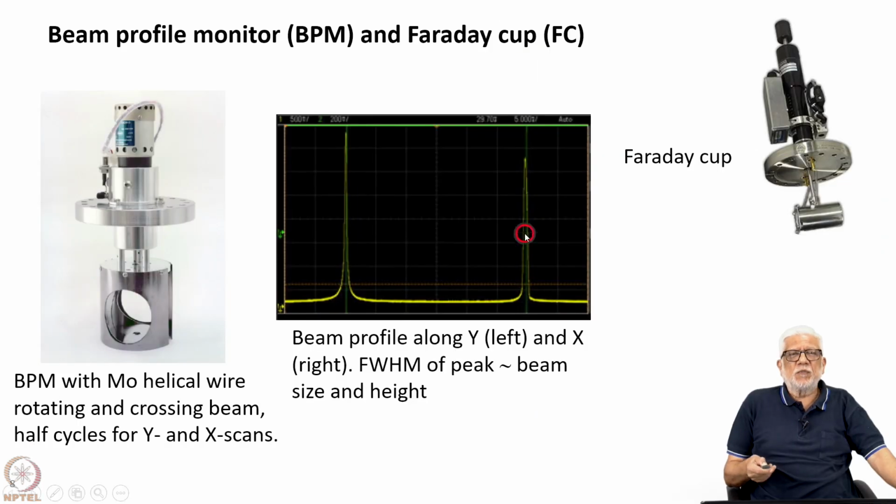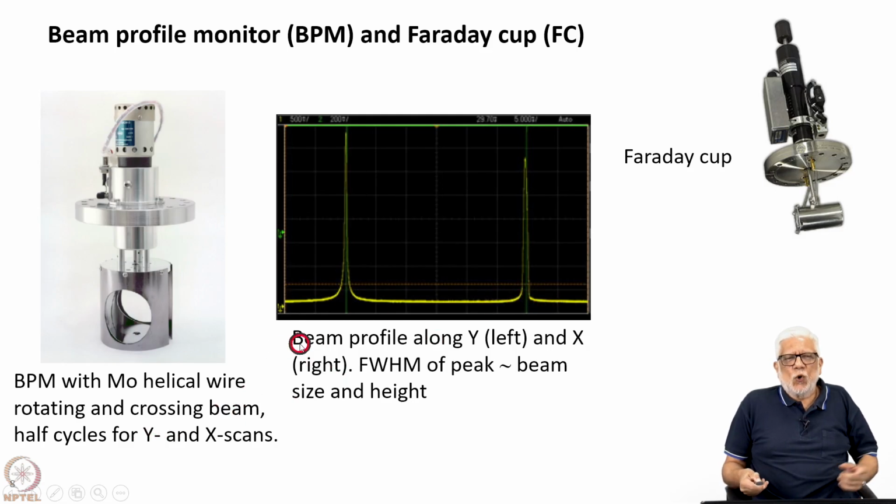These are pictures of a beam profile monitor. The beam profile monitor is a semi-helical wire which is rotated by a motor in vacuum. There is a coupling of the rotary motion to this helical wire, and by careful design, with the wire at roughly 45 degrees to the beam, in half a cycle you scan the Y intensity profile of the beam, and in the other half of the scan you scan the X profile.